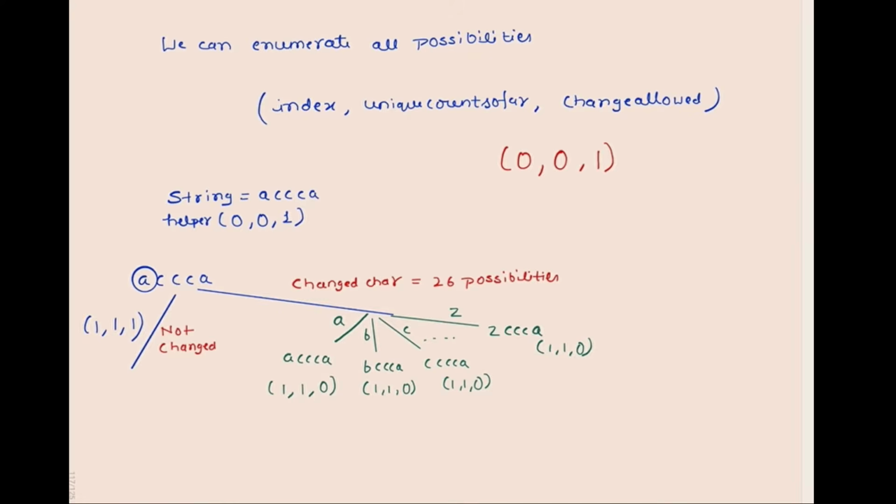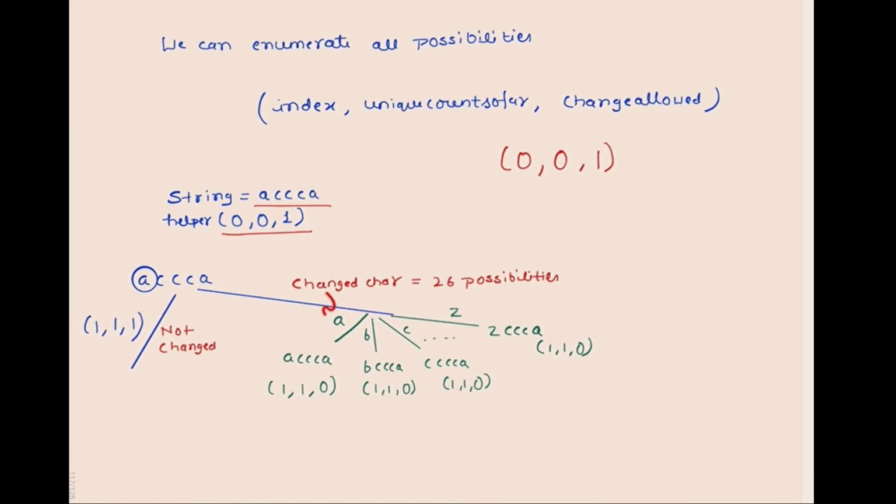So let's say this is the string ACCCA, and this is the helper function that we are calling, and we are going to enumerate all the possibilities. There are two things. Let's say we did not change it, or we did change it. Two possibilities. So if we did not change it, we will increase the index value to 1. We will update the unique count as well, and this change we did not do, so we will pass 1 as well here.